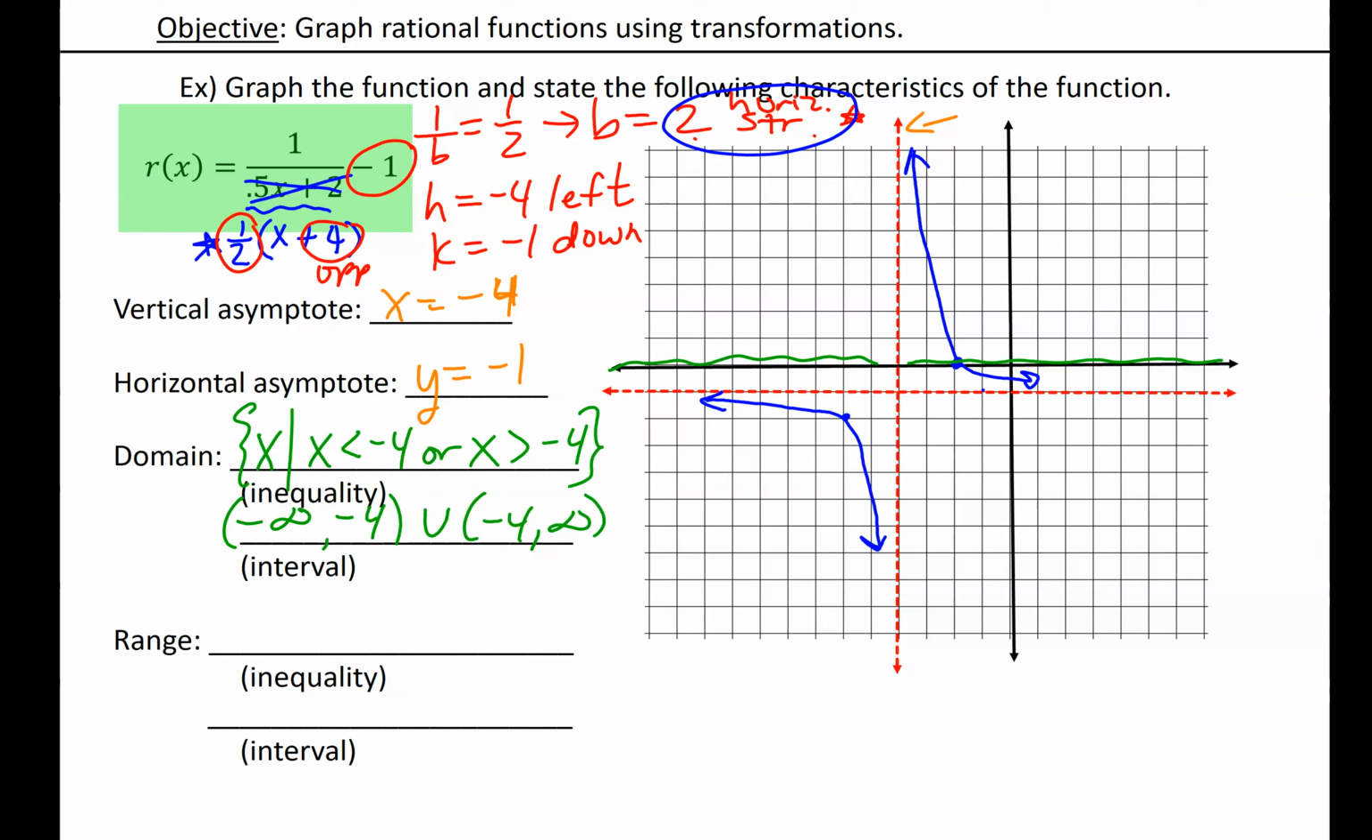Our range is y's. So here are y's that correspond to our points for each piece of the curve, above and below that horizontal asymptote. So the only y value we don't have in our range is the y value here, which remember is -1. So the range is the set of all y's such that y is less than -1 or y is greater than -1. And then the corresponding interval notation.